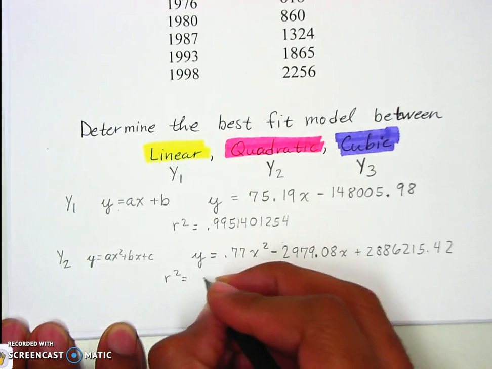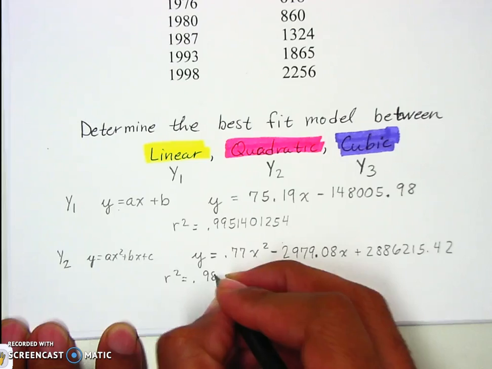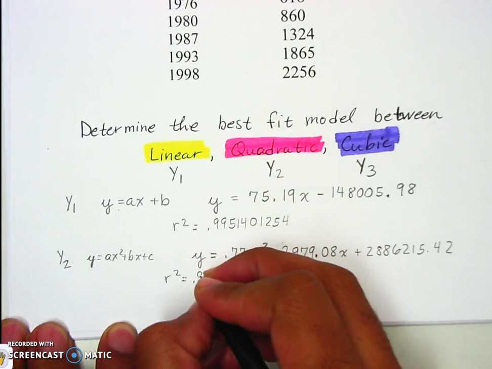Now r squared again, do not round it. Don't you do it.